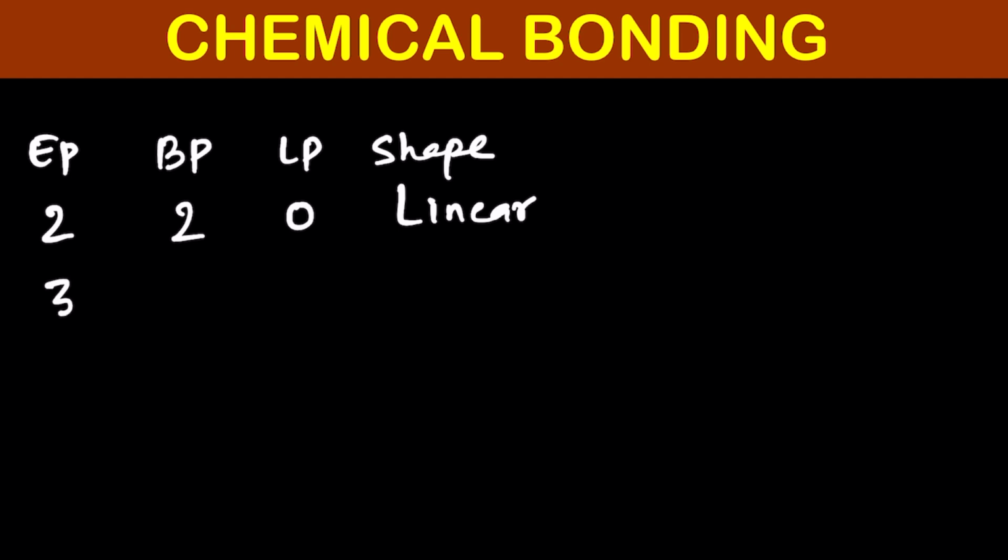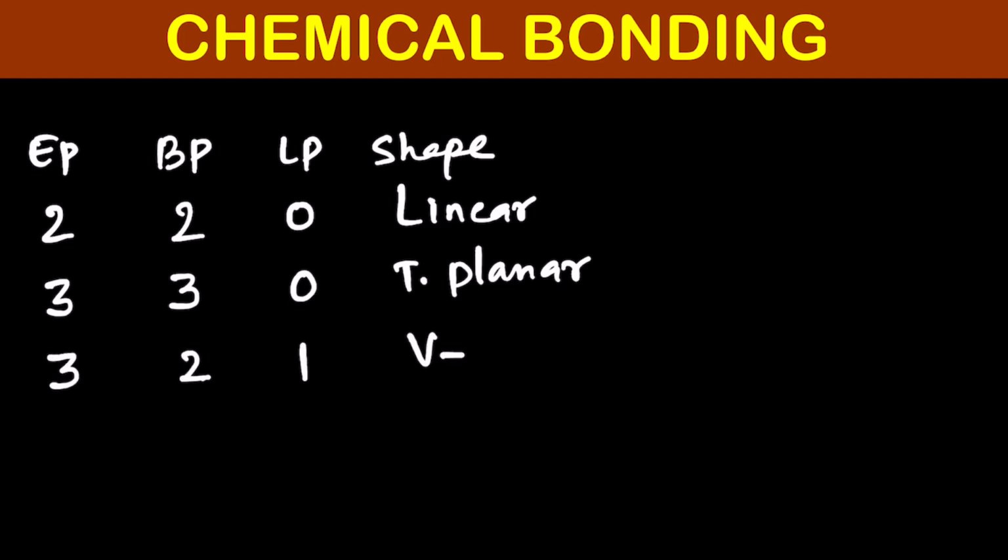If there are three electron pairs and the three are bond pairs, zero lone pairs, then the shape is trigonal planar. It's a planar shaped molecule. If there are three electron pairs, two are bond pairs, one is a lone pair, then it is V shape, or we call it angular shape.